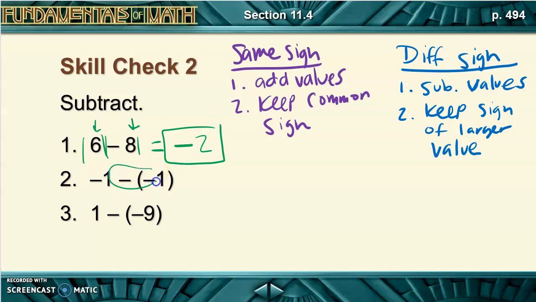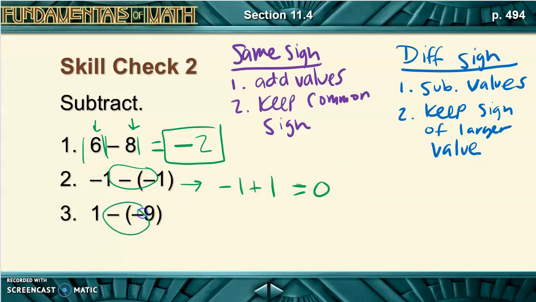Here, we see that we have a double negative sign. So I'm going to go ahead and rewrite this as negative 1 plus 1. Because a double negative sign becomes a positive sign, a plus sign. And if I add these two together, I realize that they're opposites. And whenever you add opposites together, they're going to cancel out and equal 0. If you went down 1 foot, but then back up 1 foot, you end up at a height of 0 feet.